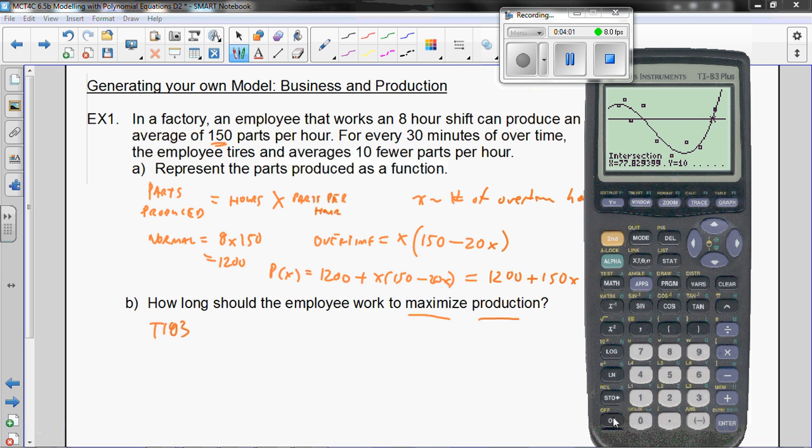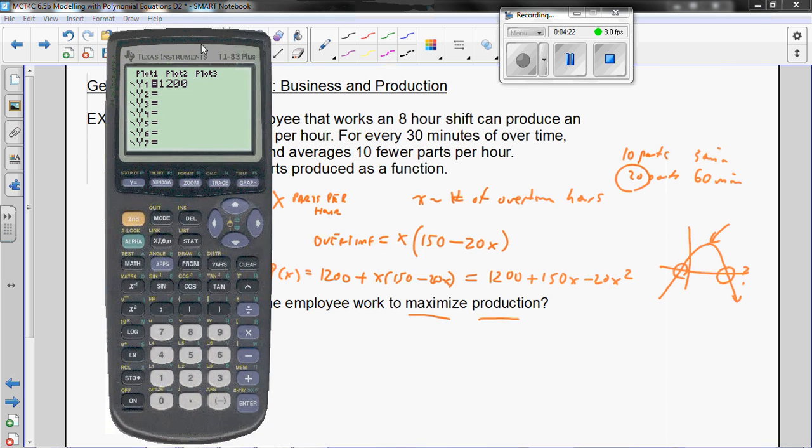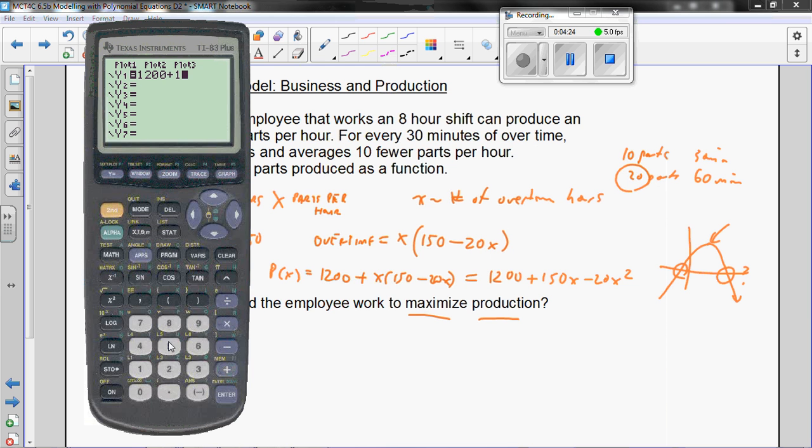Okay, I still got from the first, there's our self-esteem question. Got to clear all that stuff out. I pressed Y equals, pressed clear to clear all that stuff off, went up to Plot 1 and pressed enter to shut off the plots, and now I'm going to put in my production function. X squared.